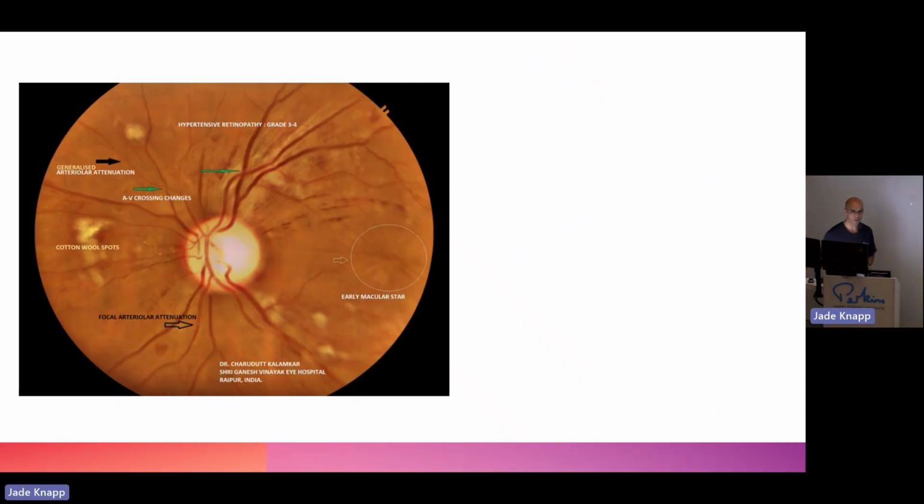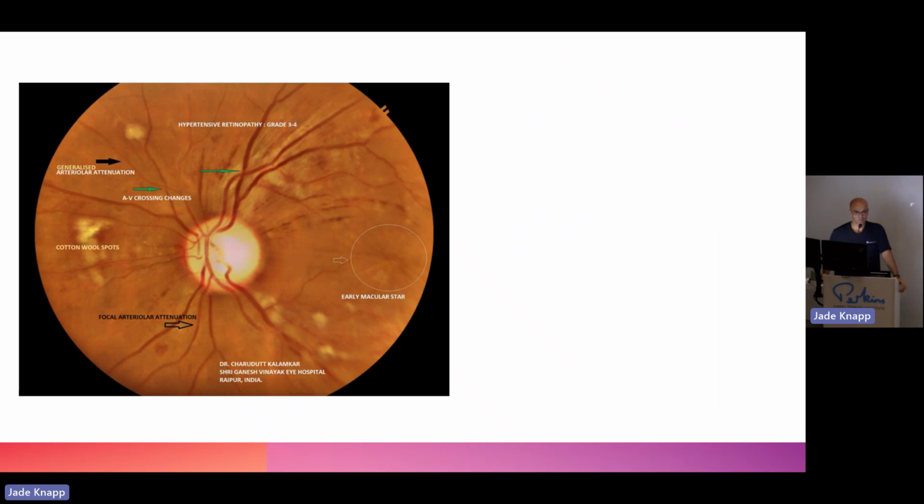Okay, next condition. The diagnosis is up the top, hypertensive retinopathy. What are the signs that we're interested in here? In some ways, it's similar to diabetic retinopathy, okay? But the earliest and probably most important sign in hypertensive retinopathy is that the retinal arteries, here's an example, become attenuated. Attenuated means thinned or reduced.